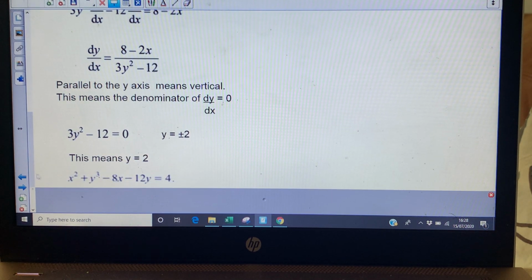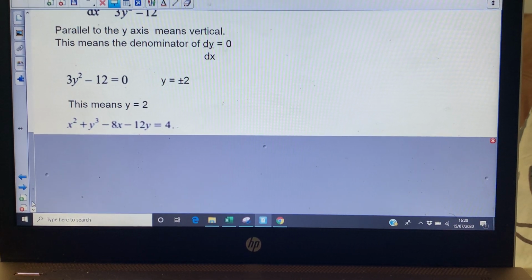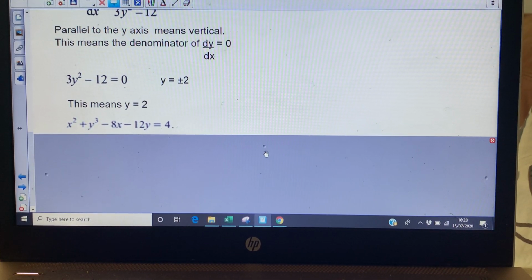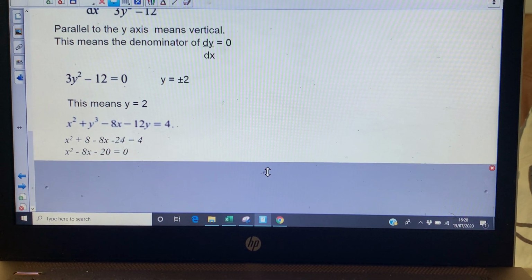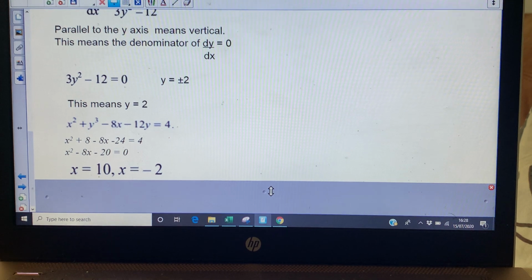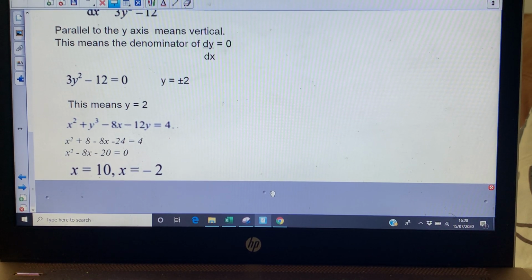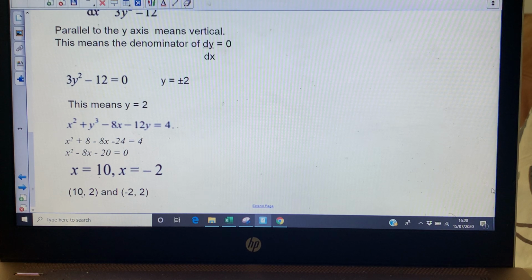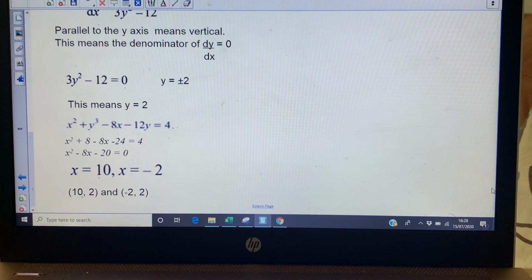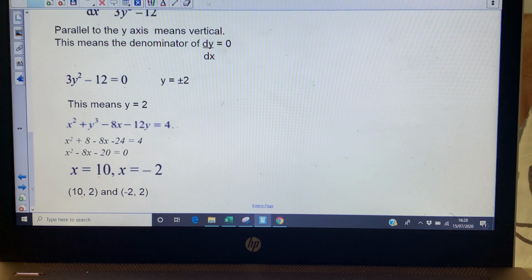You now substitute y equals 2 into your equation. Rearrange, you've got a quadratic. Factorise or solve the quadratic, they don't care how. x equals 10, y equals minus 2. But it asks for the coordinates, so in theory, that's not quite enough. Put them back in with the y coordinate of 2. So that's a good 8-mark question in an exam.